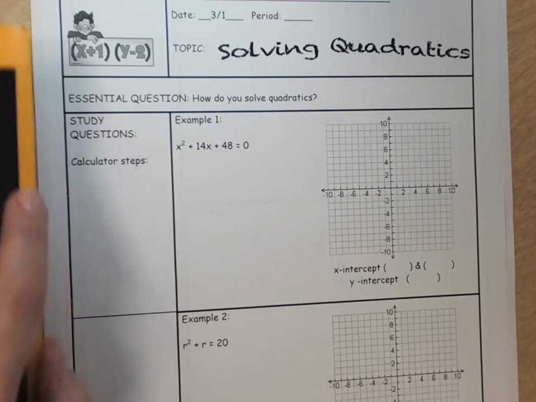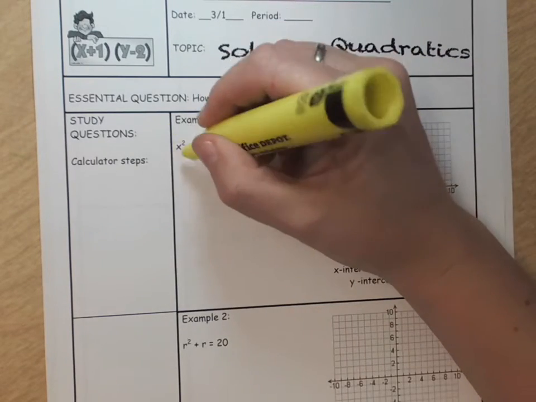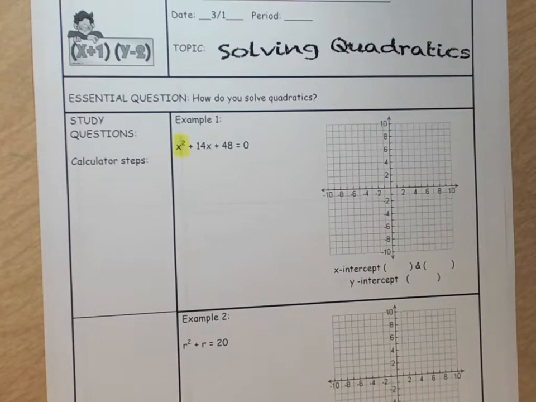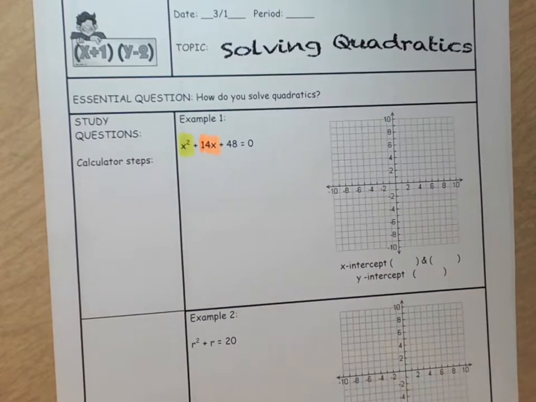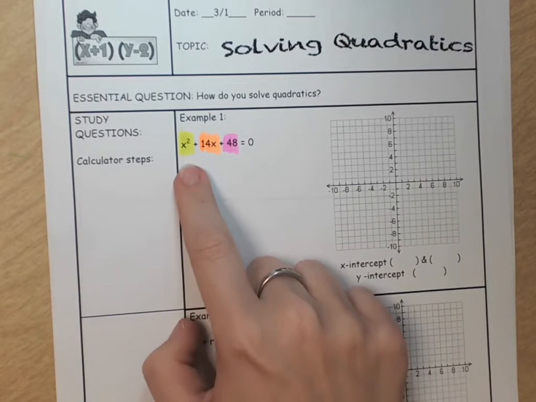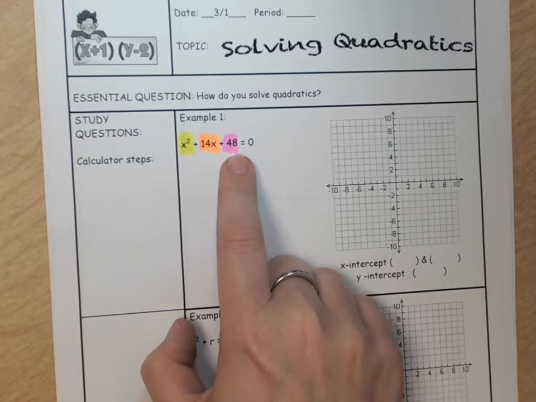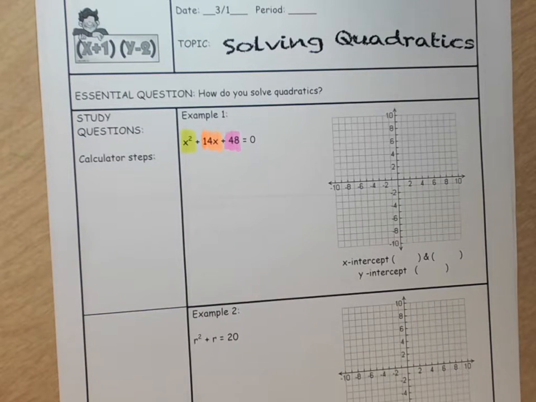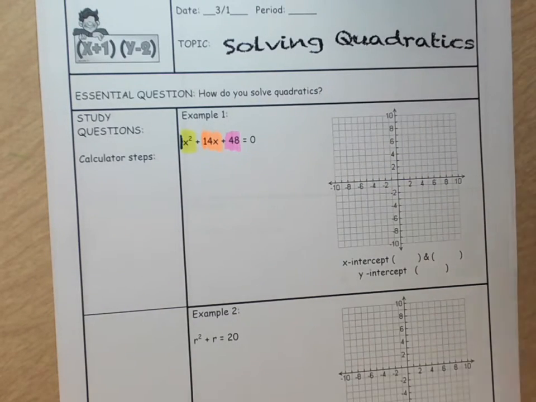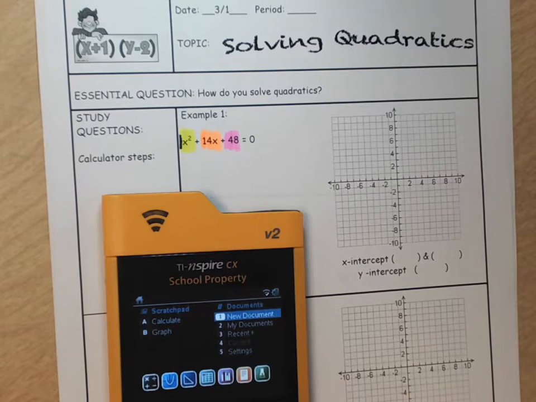So when you're graphing, you have to make sure that you have your quadratic in ax squared plus bx plus c form. The yellow highlighted area is the A, the orange highlighted area is the B, and the pink is the C. Now remember, even though there is not a number in front of x, we assume it's a 1. So I'm going to take my calculator and I'm going to put this equation into it.